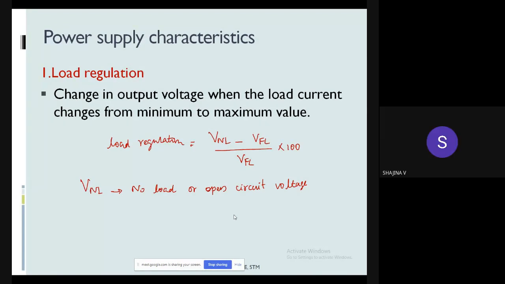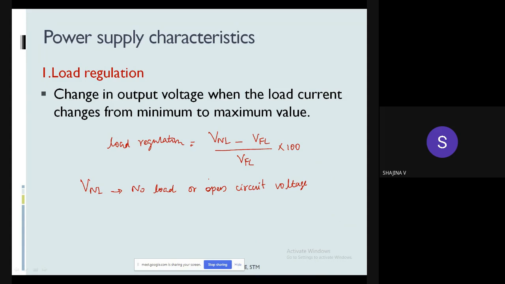So load regulation means change in output voltage when load current changes from minimum to maximum value. Okay, so the equation is load regulation is equal to V no load minus V full load divided by V full load into 100. We are expressing it in percentage, that is why into 100. Okay, so we know NL means no load or open circuit voltage, that is, if you are not applying any load.